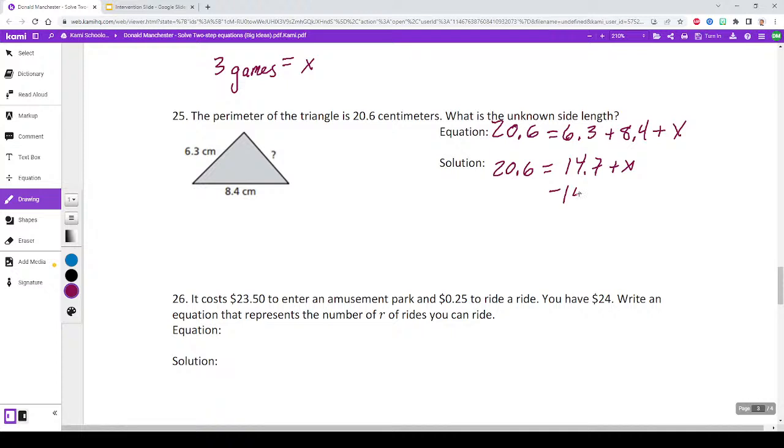Then we're going to subtract 14.7 from both sides. So 20.6 minus 14.7 gives me 5.9. So that missing side is 5.9 centimeters.